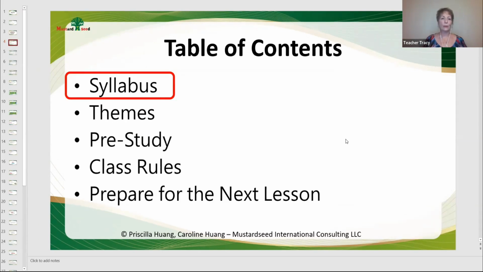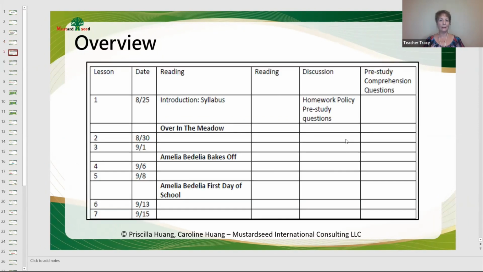Right. So we're going to look at the syllabus right now and see what we're going to be looking at. As you can see from our screen, this is lesson 1. This is today, lesson 1. This is the date, August 25th. And we're going to do our introduction to our syllabus right now, and then we are going to talk about our homework policy and our pre-study questions that you will be doing.